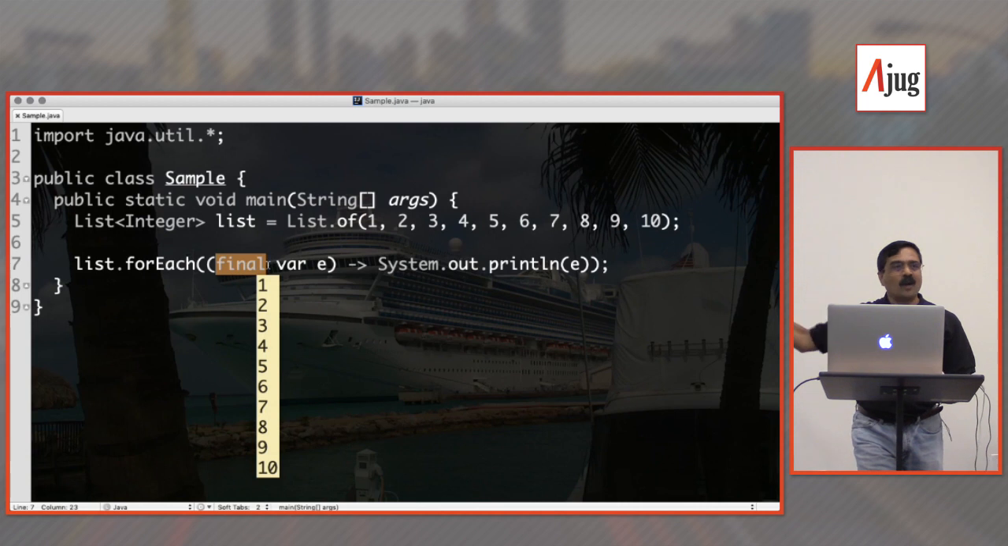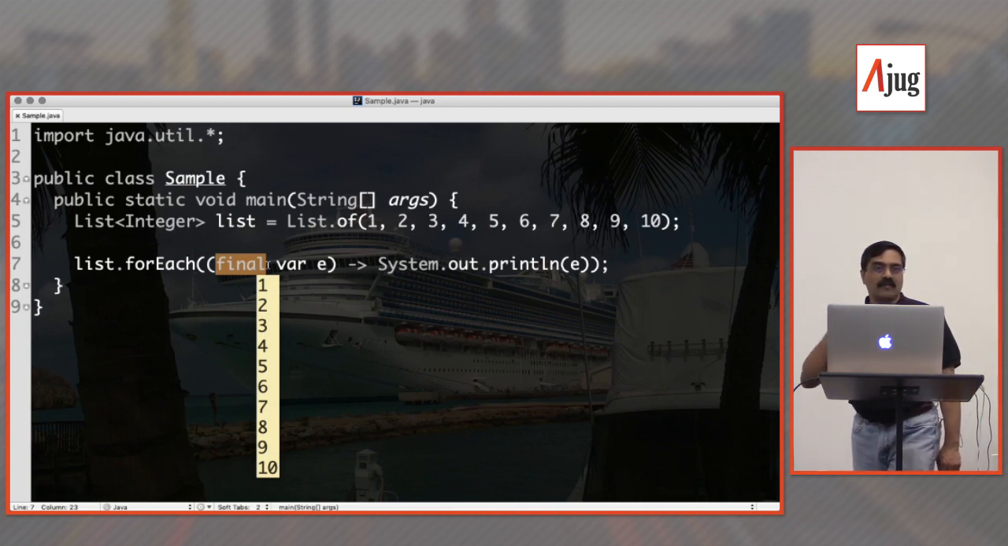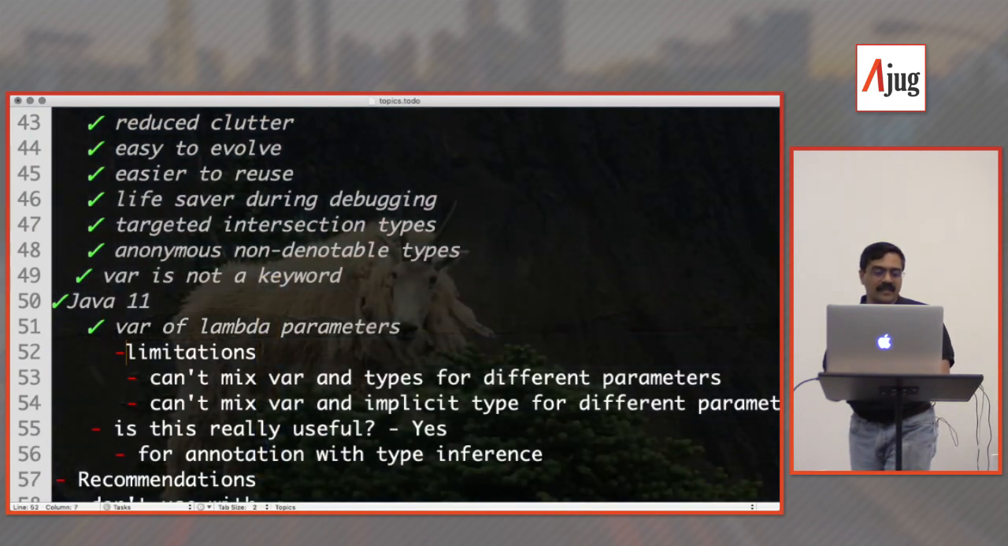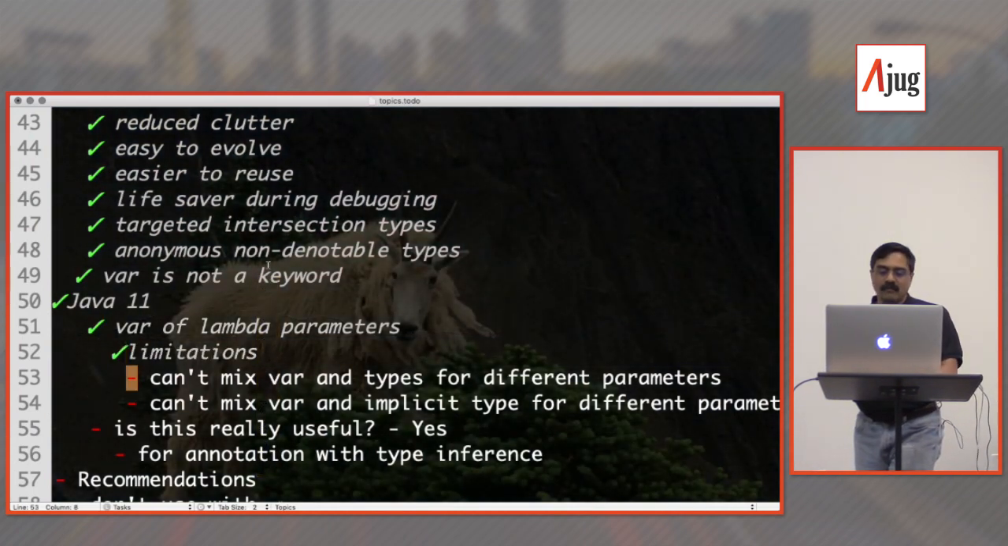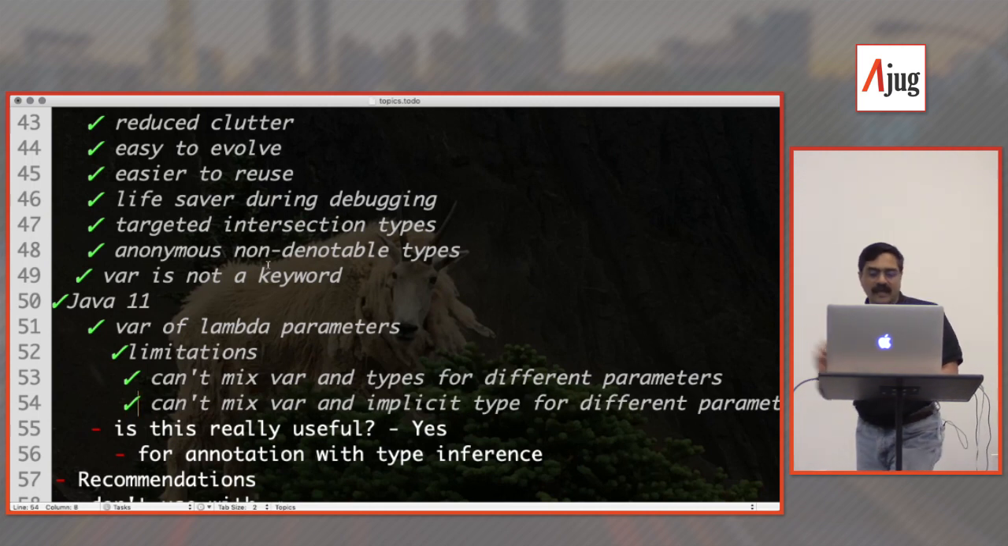As you can see, this will not work in Java 8, but in Java 11, this actually works. The reason they introduced this was so you could use annotations. You can put things like final or @NotNull or other annotations, and yet skip the type information. That's one really nice thing in Java 11. You cannot mix var with type information. If you have multiple parameters, you cannot put a var for one and a type for another. Everything is a var or everything is fully typed. And you cannot mix var with implicit types either. You have to really use one or the other. And of course, is it really useful? It's very useful, and that is for using annotations.